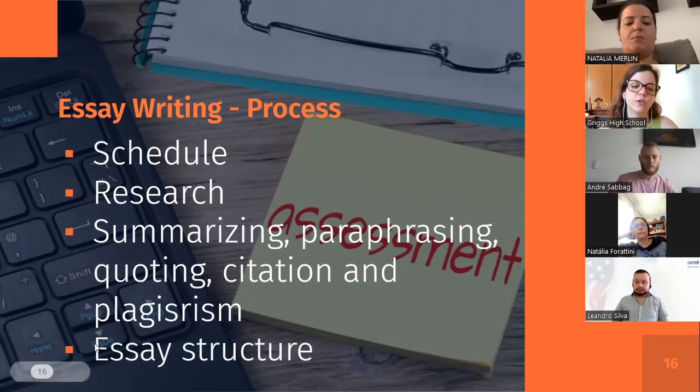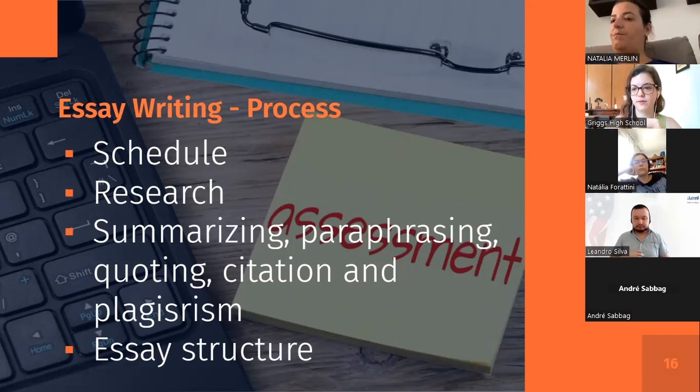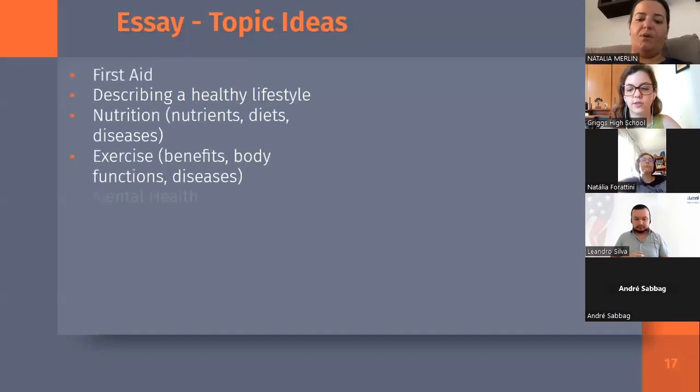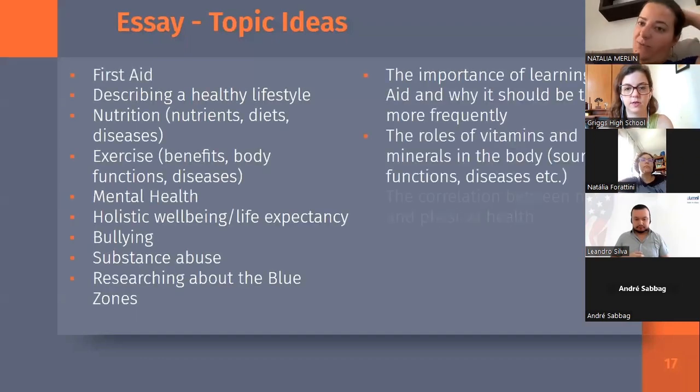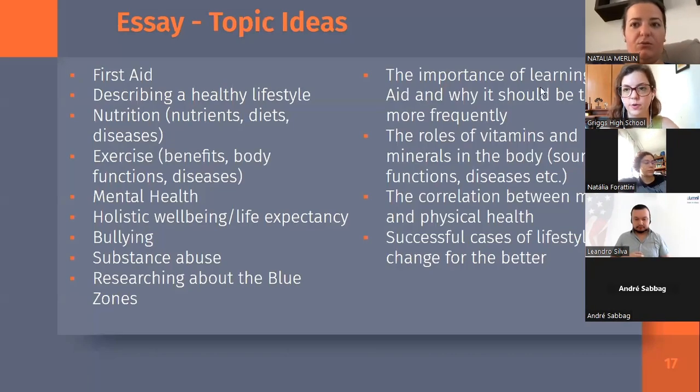And then you should also work with your students on the essay structure. What is an introduction paragraph? What is a conclusion paragraph? In the body, how do you develop the body of the essay? How should you structure a paragraph within itself? Here are some topic ideas for the essay. So you can take a print screen of this.